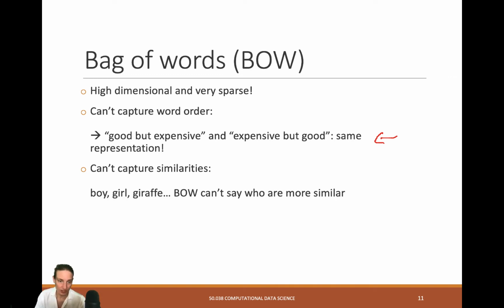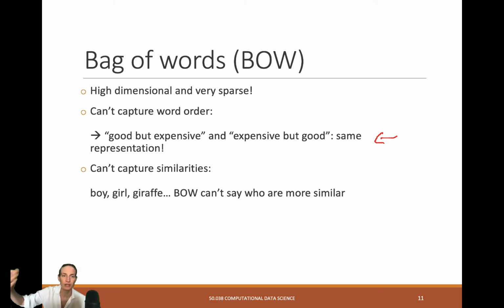It can't capture similarities, right? It can't really say, if we have boy, girl, giraffe, all these words, how similar are these words? We don't really know. This is something that in later word embeddings like word2vec, GloVe, we will be able to do. Alright, so let's move along.